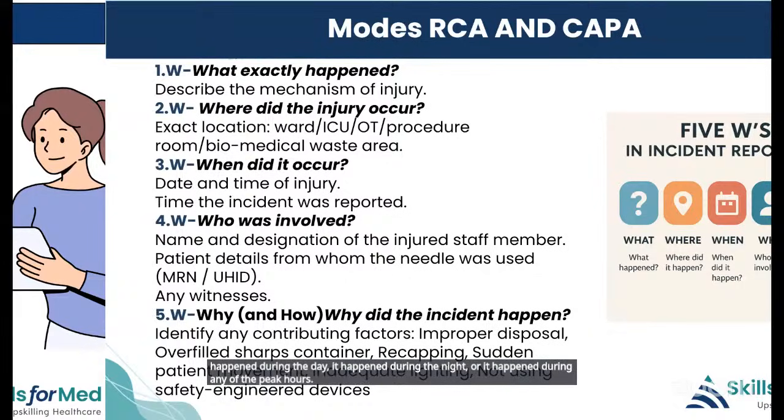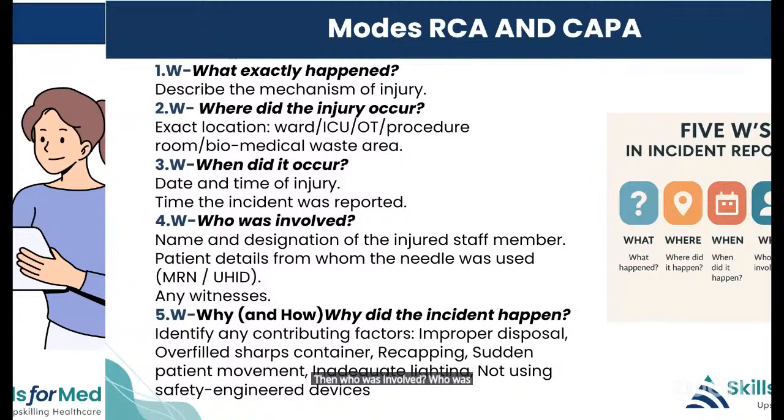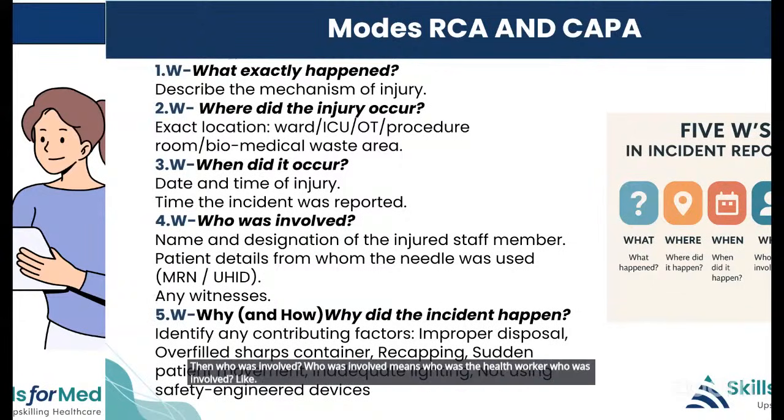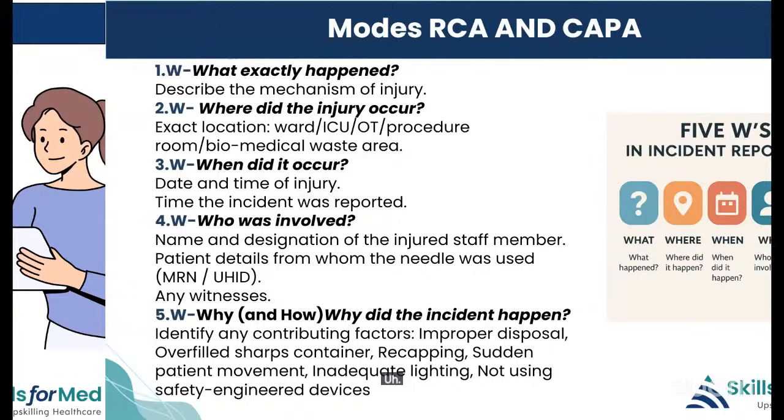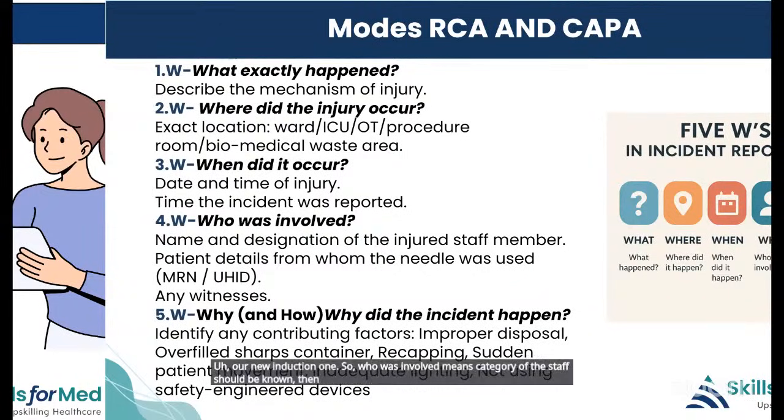Then, who was involved? Who was involved means who was the health worker involved? Was the health worker a new staff or an old staff, was he trained, did he know the protocol, was he a new induction? So the category of the staff should be known. Then why? Why did the incident happen? Whether he followed the protocol, whether he followed the policy, whether he has undergone training or not.